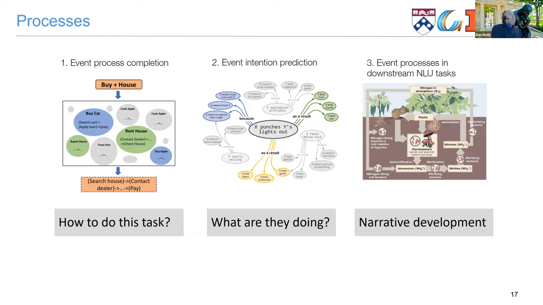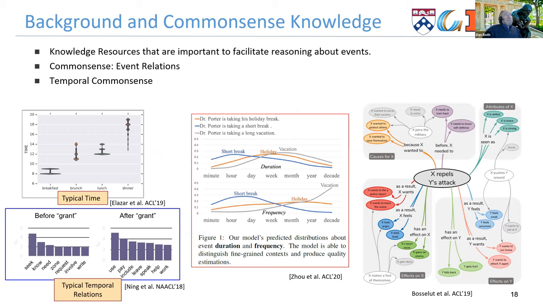Understanding events requires that we understand common sense, or at least some aspects of common sense. We're going to discuss the contribution of background knowledge and common sense knowledge to our current technologies for understanding events. We'll think both about reasoning about events directly, reasoning about various aspects of relations between events, and reasoning about time and causality, and the common sense that we have about this, from typical time of events to typical temporal relations, to typical durations and frequency of events.